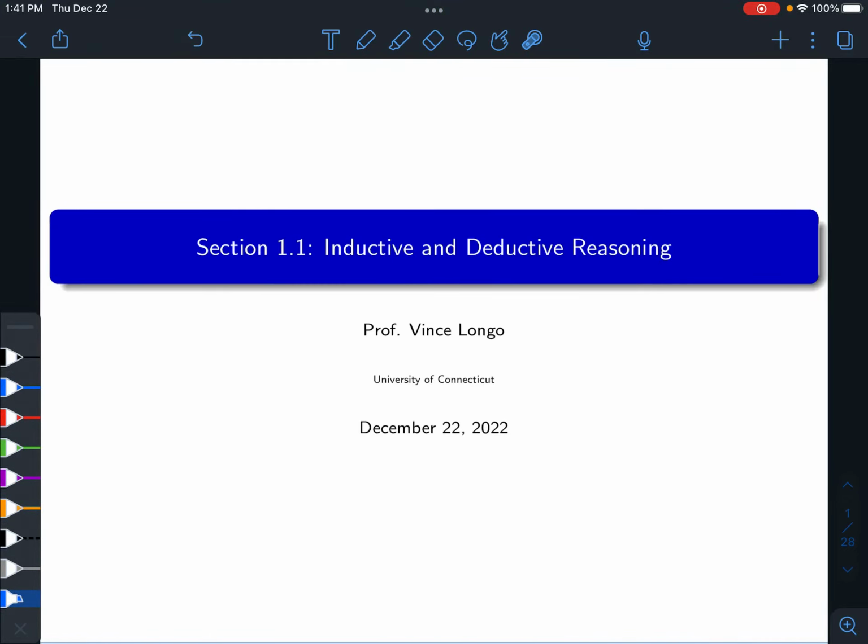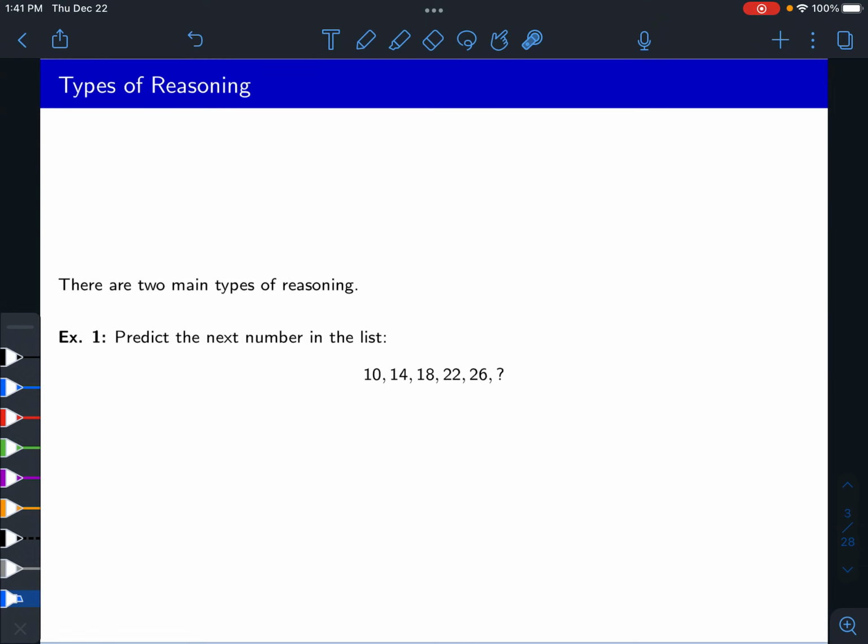In this section, we'll be taking a look at inductive and deductive reasoning. So, when it comes to types of reasoning, there are two main types, the ones that I just mentioned. And we're going to take a look at some specific examples of some of these.